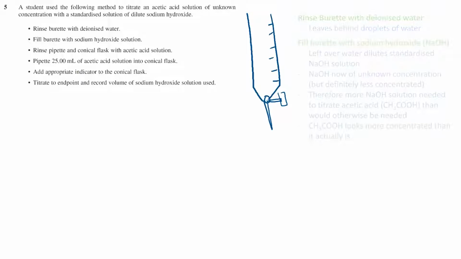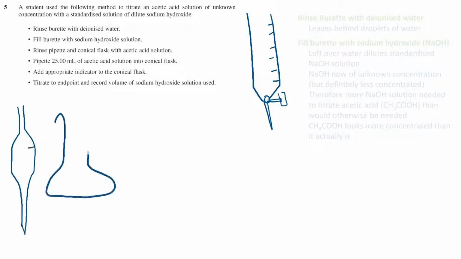At this point, we may be tempted to lock in answer B. However, we still have to see whether the other steps do not make the acetic acid look less concentrated, implying option D to be the answer. Okay, let's move on to the pipette and conical flask. The next step states that they are rinsed with the acetic acid solution.